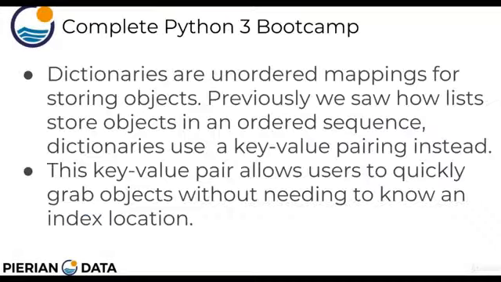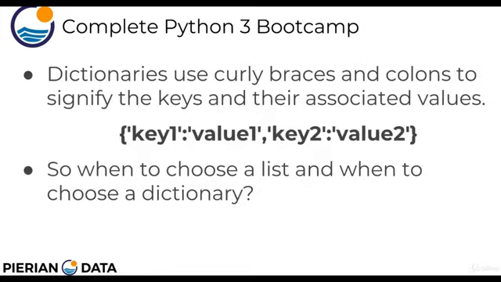Previously, we saw how to store objects in an ordered sequence using a list. But now, dictionaries will allow us to store objects using what's known as a key-value pairing instead. And this key-value pair allows users to quickly grab objects without needing to know an exact index location. Instead, you just call the key and it returns the value associated with that key.